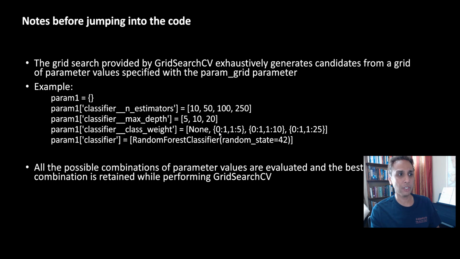And all the combinations of these values are evaluated. So if it's only this, then how many do we have? 1, 2, 3, 4 times 3. We have 12 already right there, and times 1, 2, 3, 4, 12 times 4, 48, and we only have one classifier. So 48 different combinations just for the random forest classifier, right? So for SVM, you may have a different set of parameters that you're sweeping through.